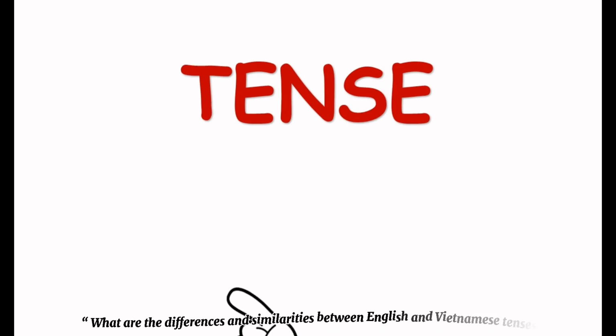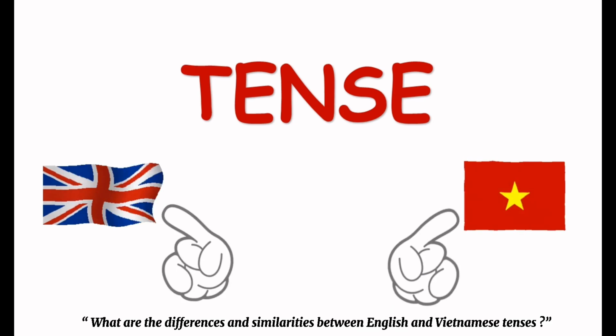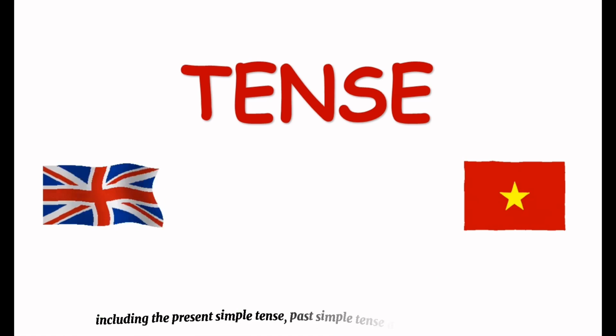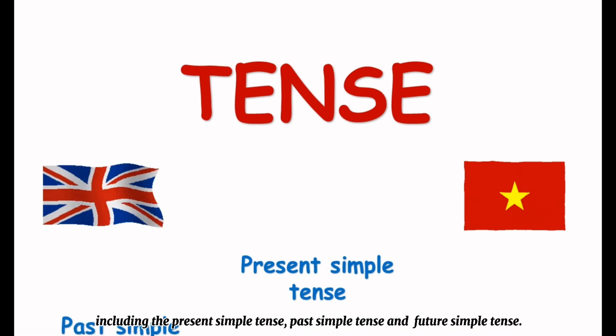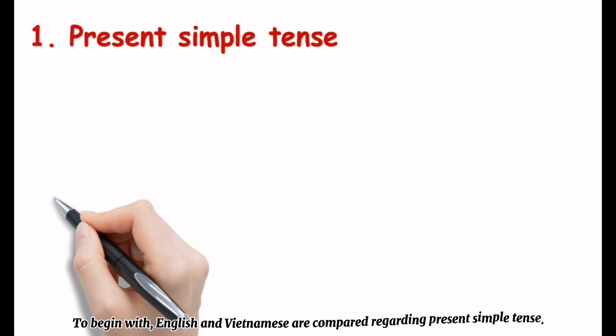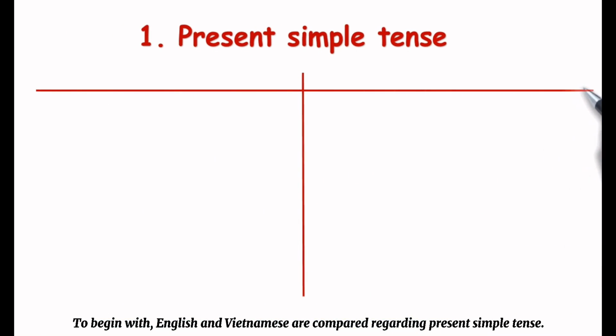So, back to our main purpose of this video: what are the differences and similarities between English and Vietnamese tenses? In this video, we only dive deeper into three typical tenses, including the present simple tense, past simple tense, and future simple tense, and the remaining tenses will be discussed in our next videos. To begin with, English and Vietnamese are compared regarding present simple tense.